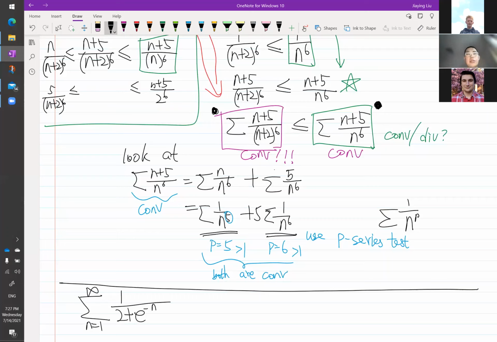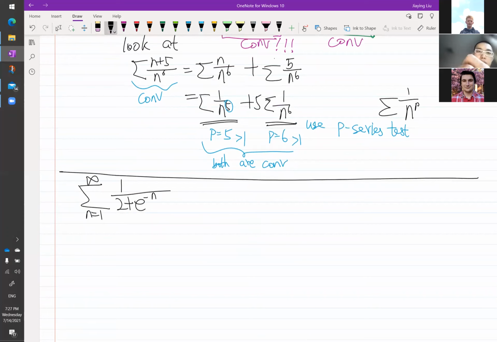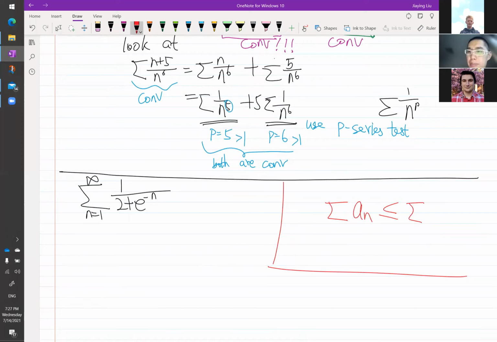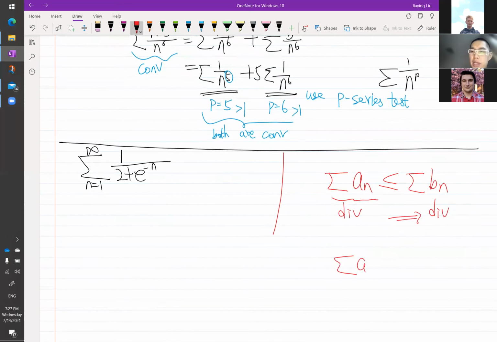So if you had a smaller fraction in sigma notation and it was divergent, that means that they both would be divergent? Correct. On the side note, just to repeat what Aiden said, if you have two series, let's say a_n and b_n, if a_n is divergent, then b_n has to be divergent, where a_n is less than or equal to b_n. And if b_n is convergent, the bigger one is convergent, then the smaller one has to be convergent.